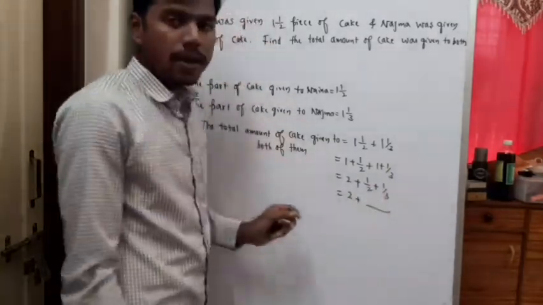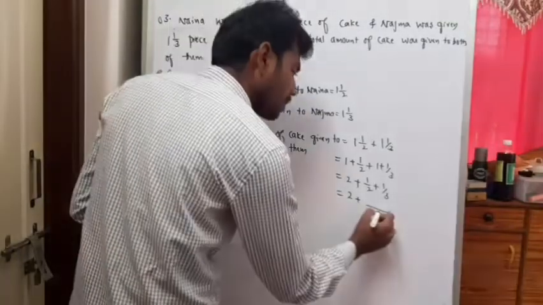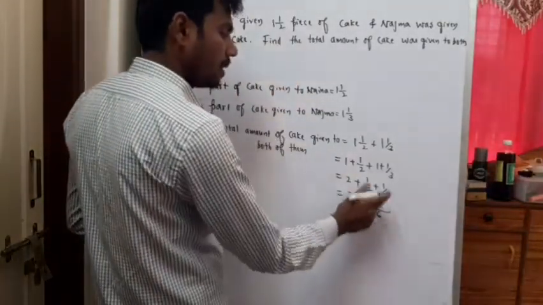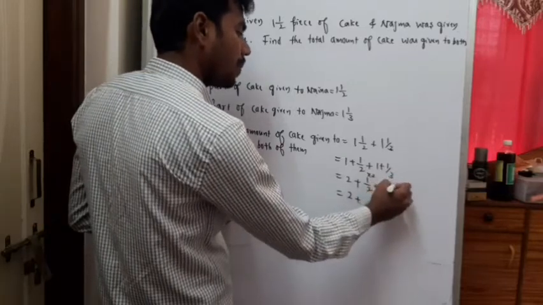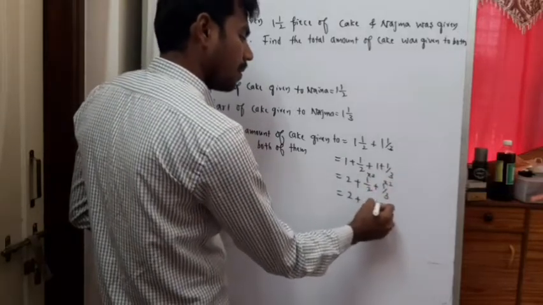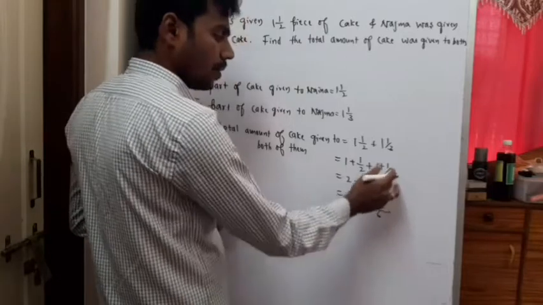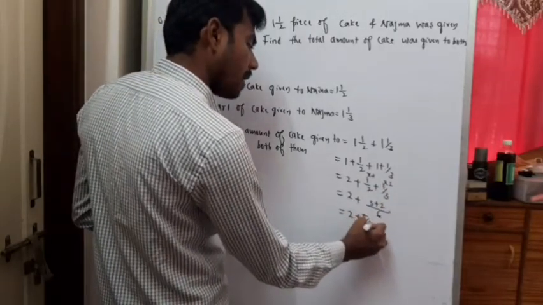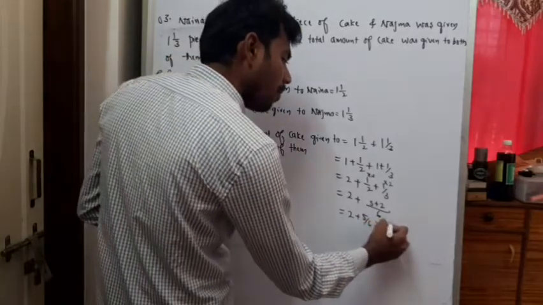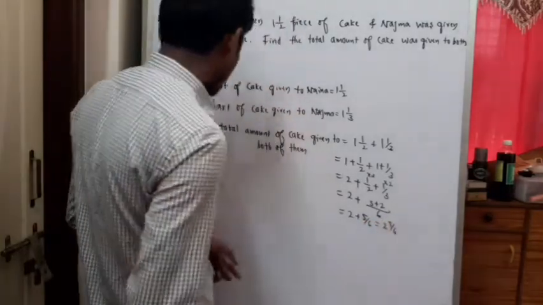2 and 3 are co-prime. What is the LCM? 6. 2 3s are 6, multiply it with 3. 3 2s are 6, multiply it with 2. 3 2, 1 3 is a 3, 2 1s are 2. 2 plus 5 divided by 6, then 2 5 by 6.